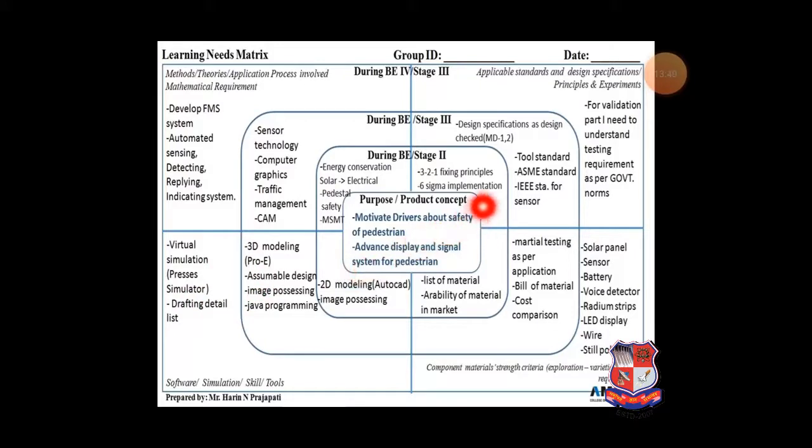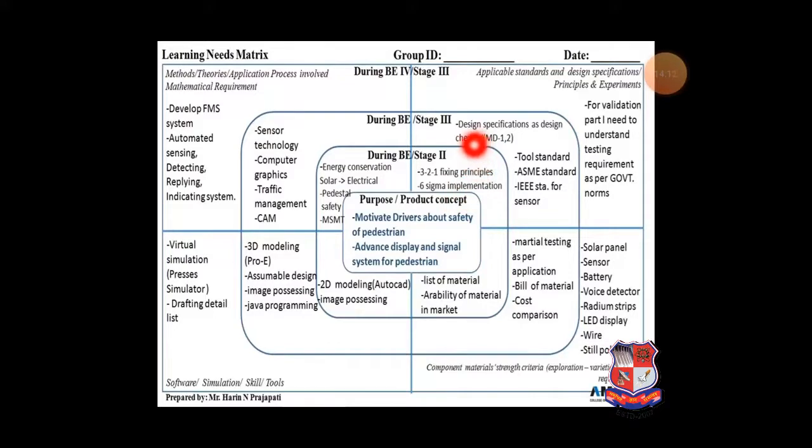Now in this quadrant, this is particularly for applicable standards and design specifications. So if we are learning regarding the standards, as per production technology, for fixing purposes we have to learn the 3-2-1 principle for the fixing, and Six Sigma for the implementation, meaning for quality purposes we have to learn it. So these are the standards. We cannot change the principle of 3-2-1. We cannot change the Six Sigma. We have to follow it. That's why it is considered in the standard.